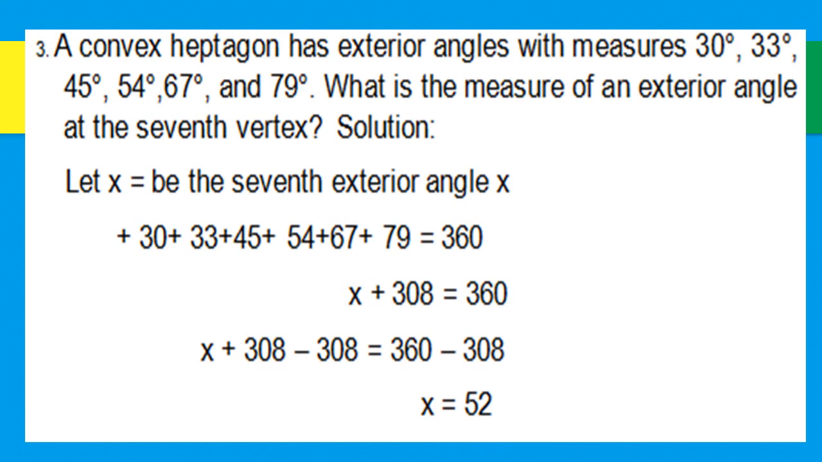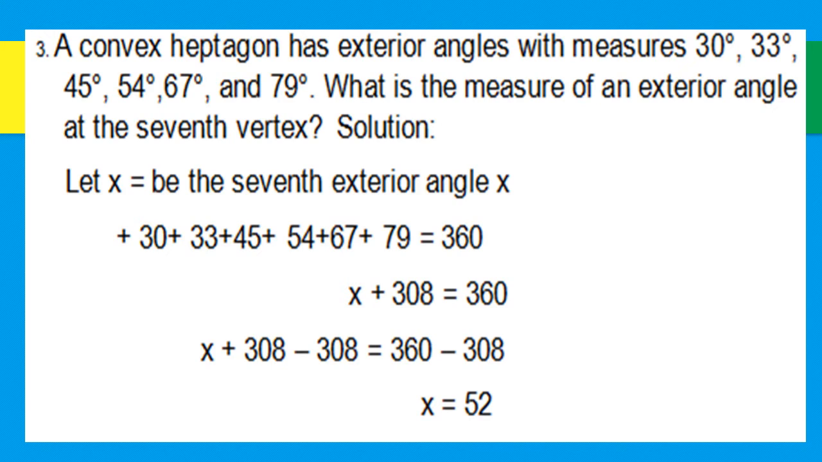Number 3, example. A convex heptagon has exterior angles with measures 30 degrees, 33 degrees, 45 degrees, 54 degrees, 67 degrees, and 79 degrees. What is the measure of an exterior angle at the 7th vertex? Here's the solution. Let x be the 7th exterior angle of a heptagon, since heptagons have 7 vertices.